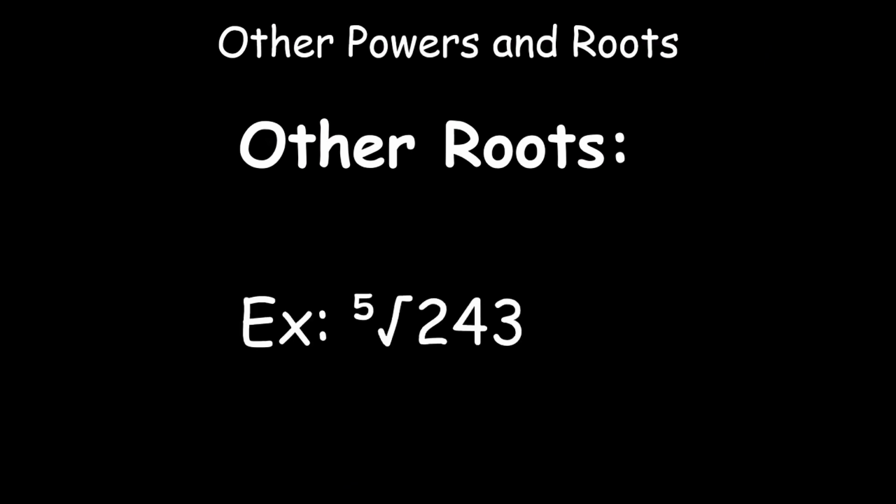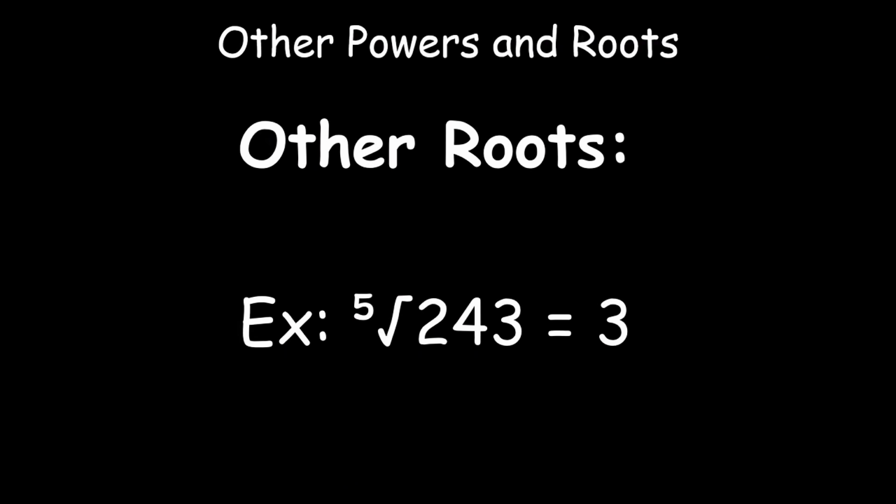There are other roots like roots with 4 and 5 and 6, etc. If you are given something like this, 243 with that root sign and then there's a 5, it means you are looking for the 5th root of 243. What are we looking for? We are looking for a number that when you multiply it by itself 5 times gives you 243. That number is 3. So 3 times 3 times 3 times 3 times 3 gives you 243. So 3 is the 5th root of 243.